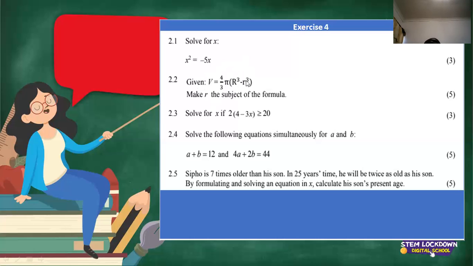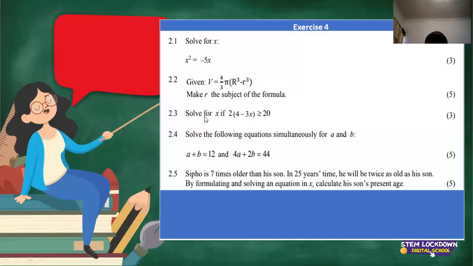In that case, we have small r cubed equals capital R cubed minus 3v over 4 pi. And then to find our r, we take the cube root of both sides. So finally, our small r equals the cube root of capital R cubed minus 3v over 4 pi. That will be our answer to that. I hope you do understand that.